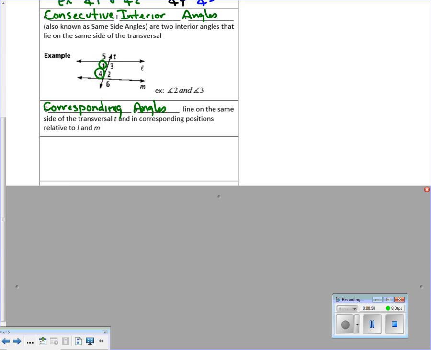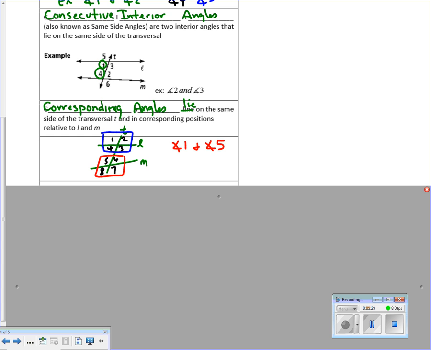The last one is corresponding angles. Corresponding angles lie on the same side of the transversal and in corresponding positions relative to L and M. I'm just going to quickly take this picture and redraw it down below. There I have it, and I've renumbered all the angles. Now, corresponding angles, take a look at choosing one angle from where the transversal and one of the lines meet. If I grabbed angle 1, then down below is an angle that corresponds to it. See if you can figure out the pattern.